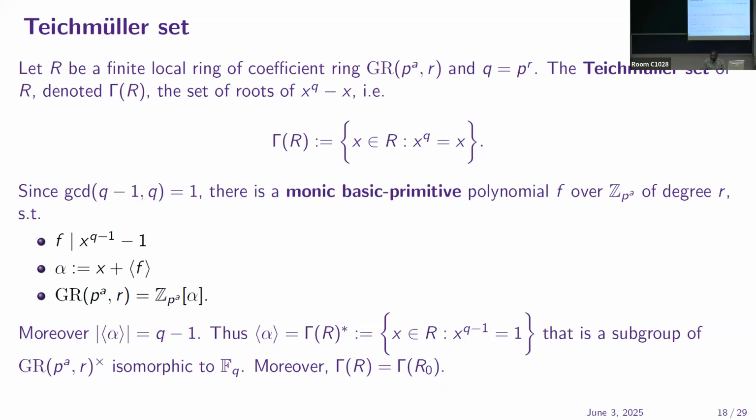The elements of the Teichmuller set are the roots of the polynomial x^q minus x. When we remove 0, we obtain the Teichmuller set star generated by alpha. This group is isomorphic to the subgroup of the residue field F_q. I explain these three points. It's important to construct a Galois ring.